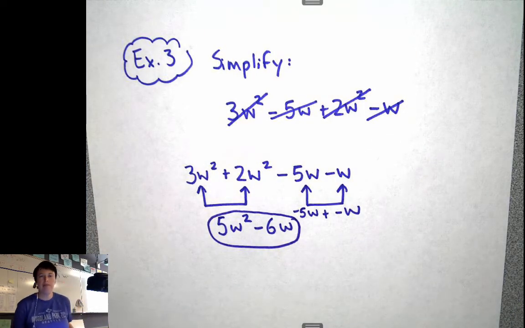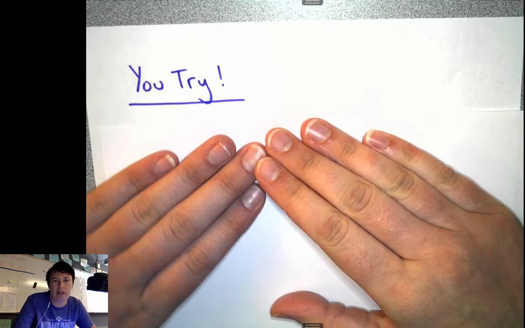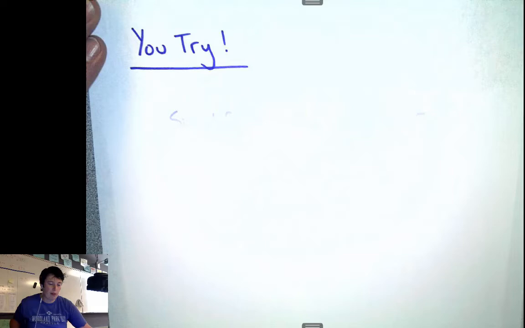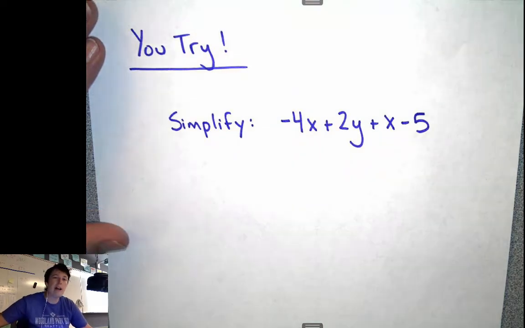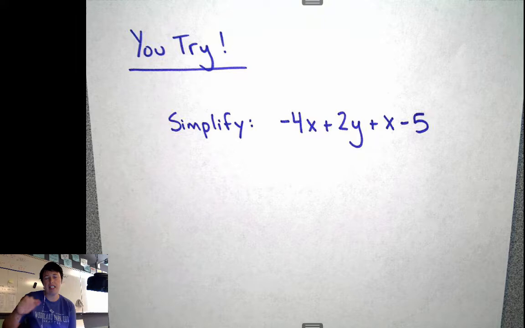And that's it. Okay, so now it's your turn to try. We did 3 examples. Hopefully it kind of made some sense. Let's do a you try problem now. Let's get you kind of working on how to do these. So here is your you try problem. Can you simplify negative 4x plus 2y plus x minus 5? Right now is a great time. Hit that pause button on your device and see if you can do it on your own.